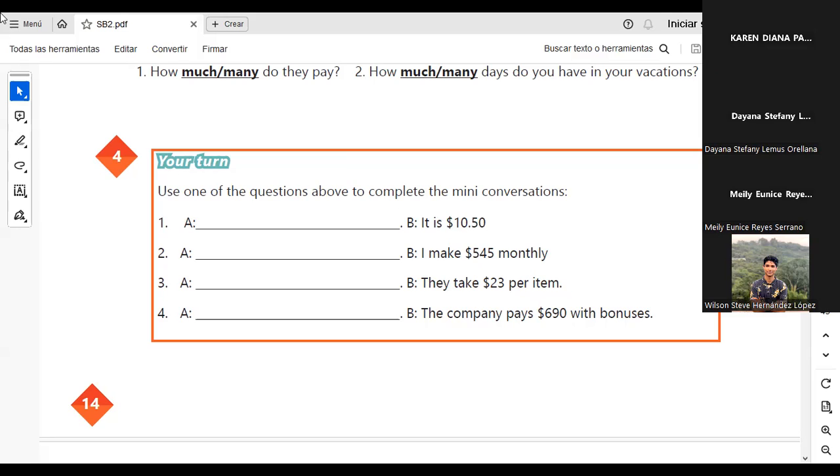Lilibet. Present. Lisbeth. Present. Luis Angel. Present. Mayra Verónica. Marvin Alejandro. Present. No está Mayra Verónica, let me see. Present, present. Ah, okay. Marvin Alejandro. Present. Meili. Present. Nuria. William. Present, teacher. Wilson. Present.